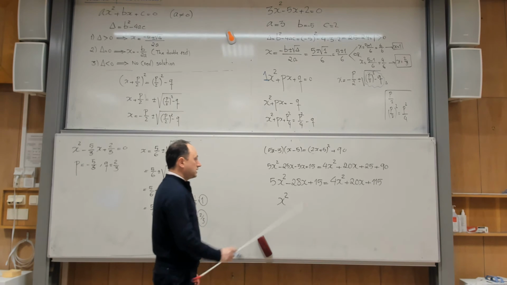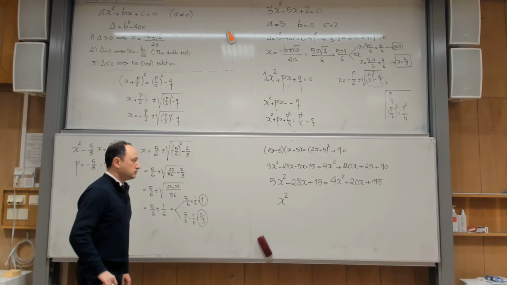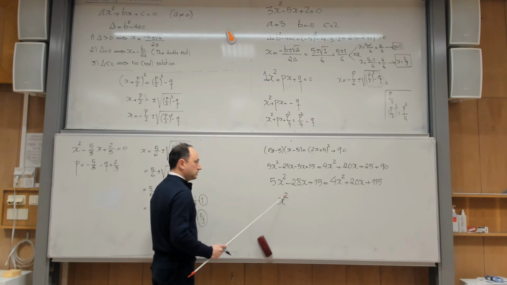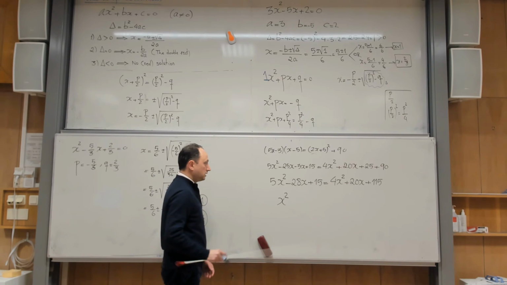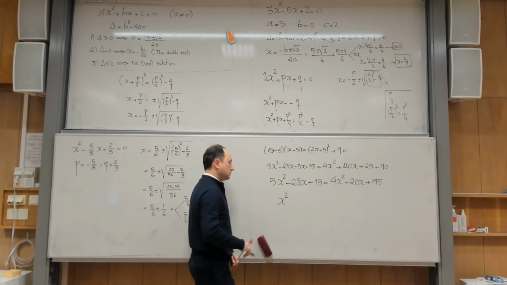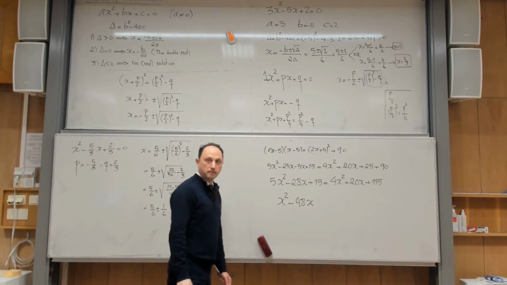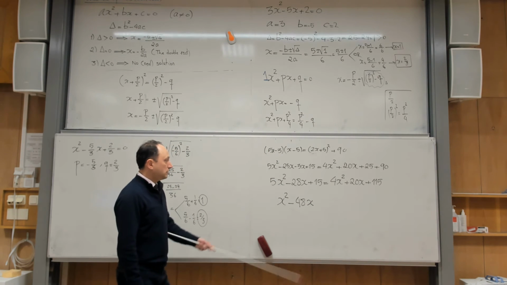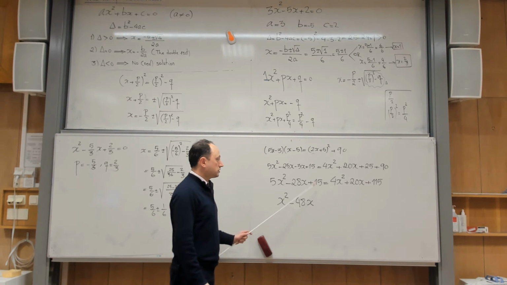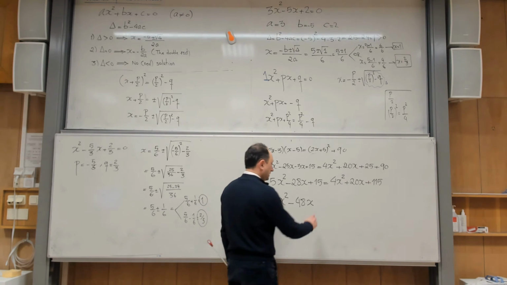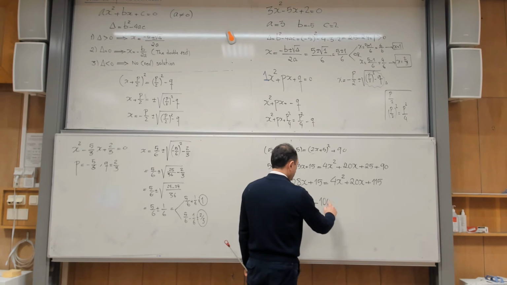Okay, what is the next term? I have negative 28x here, I have 20x here, move it to the other side, becomes negative 20. Negative 20, negative 28 is negative 48x, right? And then I move 115 to the other side, minus 115, positive 15, it's minus 100, equals to 0.